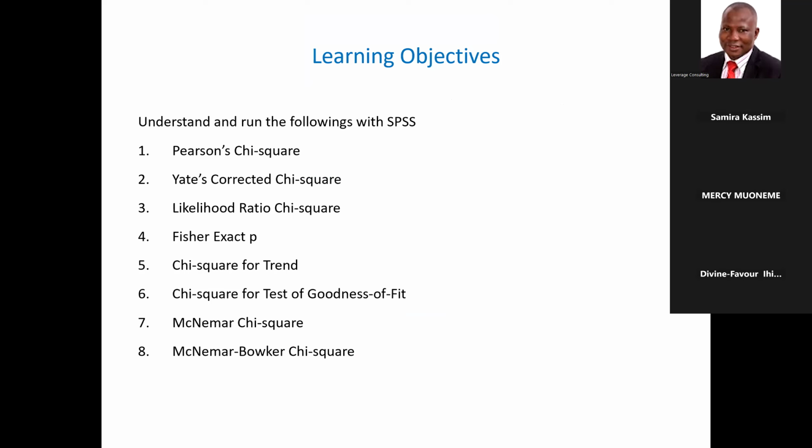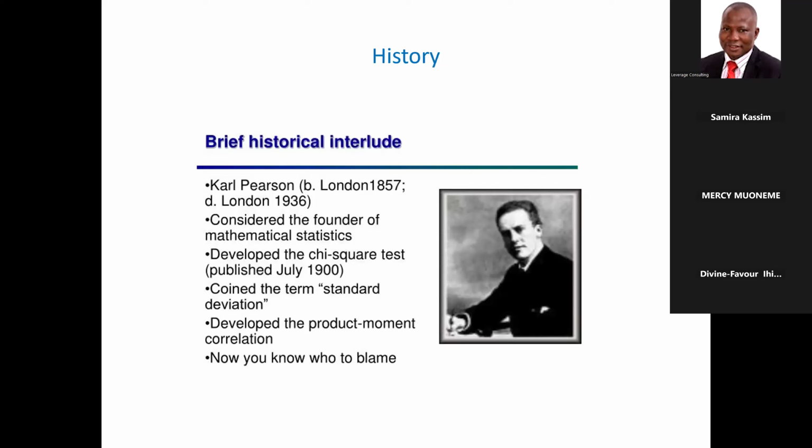So we'll be looking at chi-square, Pearson's chi-square, Yates corrected chi-square, likelihood ratio chi-square, Fisher exact P. That one is not chi-square per se, but we use Fisher exact test in the situation where chi-square is not valid. Chi-square for trend, chi-square for test of goodness of fit, McNemar chi-square, McNemar-Bowker chi-square. So hopefully we'll be able to do some of them today. By Monday, we continue. So as I told you, it's very broad.